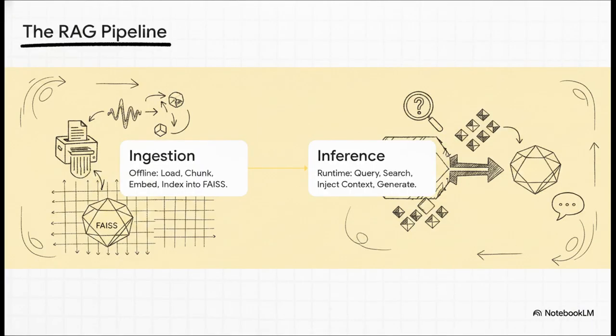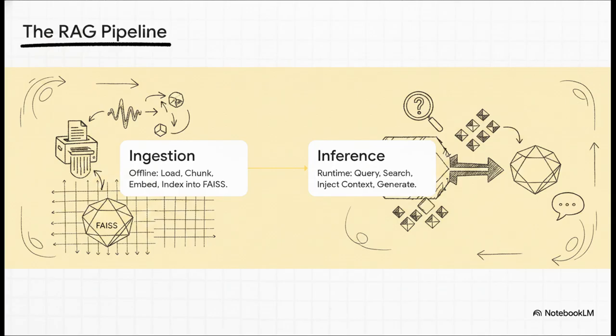So how does data actually flow into this engine? A RAG pipeline is split into two distinct workflows. First up is the offline ingestion loop. This is where you load your raw data, chunk it into smaller pieces, pass it through an embedding model to turn the text into mathematical vectors, and then index it into FAISS.